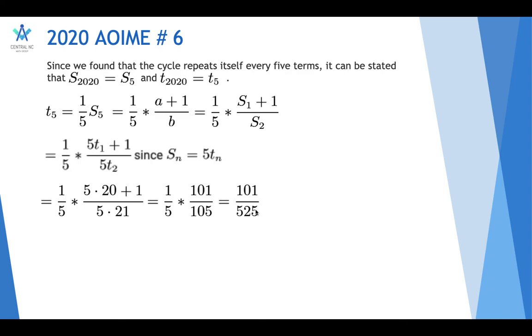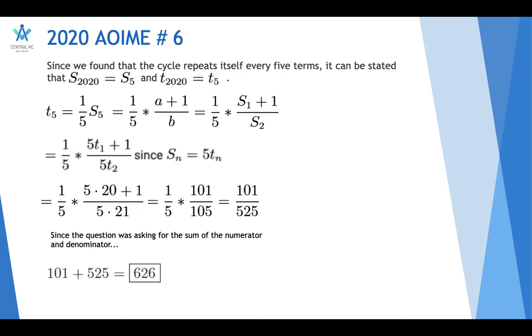So we have the fraction, and the only thing left we have to do to find our answer, we notice that these two numbers are relatively prime with one another. We were looking for the sum of the numerator and the denominator. 101 plus 525 is 626, which happens to be our answer.